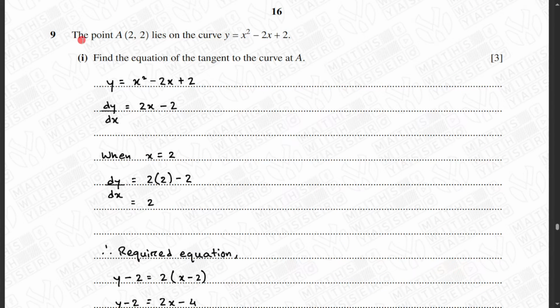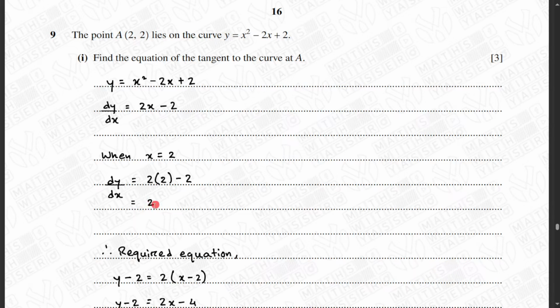Question number 9. The point A (2, 2) lies on the curve y equals x squared minus 2x plus 2. We need to find the equation of the tangent to the curve at A. So y equals x squared minus 2x plus 2, so dy by dx should be 2x minus 2. So when x equals 2, because that is the x coordinate for the point A, the gradient, which is dy by dx, must be 2 times 2 minus 2, and that will give us 2.